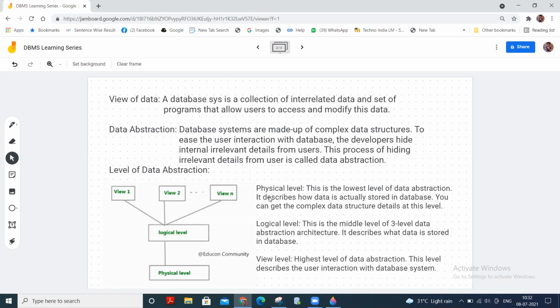So, to ease the user interaction with the database, the developers hide the internal irrelevant details from the user. And this process of hiding irrelevant details from the user is called data abstraction.